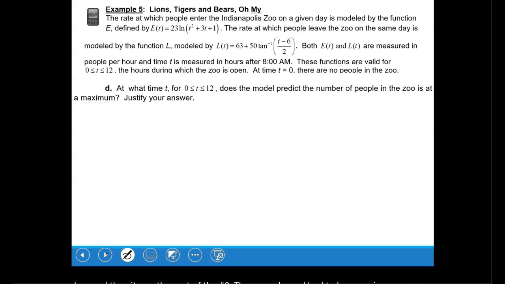At what time does the model predict the max people in the zoo? So again, when would you have a max? This is that candidates test, so I'm going to give you time to breathe. Again, all you do is set N of T's derivative equal to 0, which means E of T equals L of T. You find your points of intersection, and then do all your integrals for the points of intersection and the endpoints.